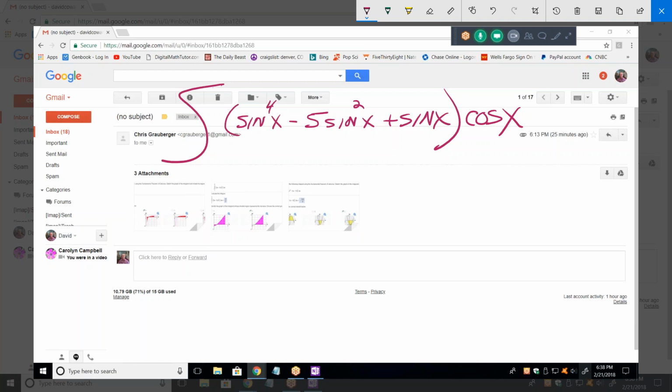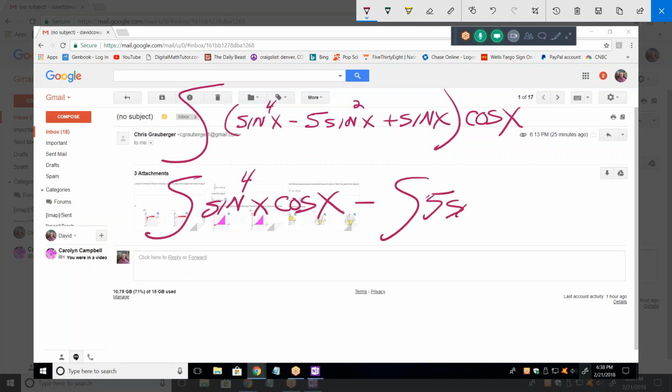well, first of all, here's what we want to do. We want to distribute this cosine of x and turn this into 3 problems. Here's one of them. Here's the second one. And the third one. Now, we're going to do each one of them separately.